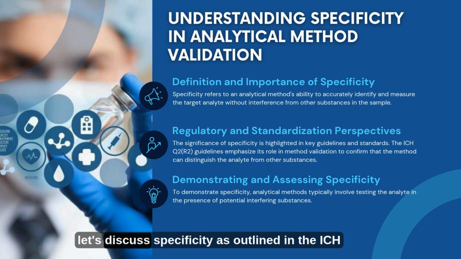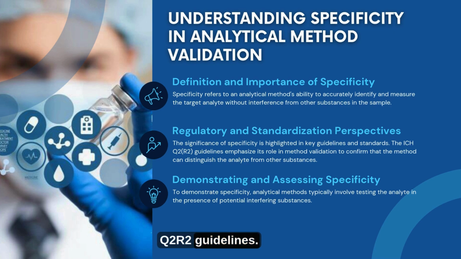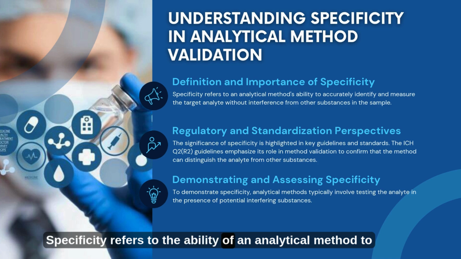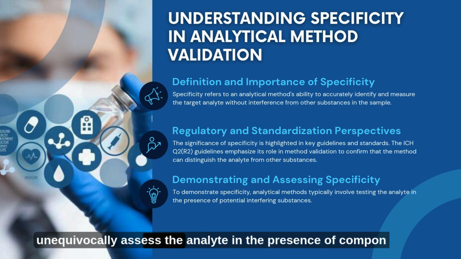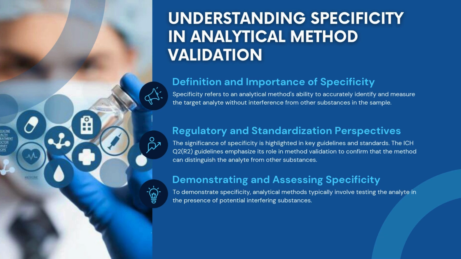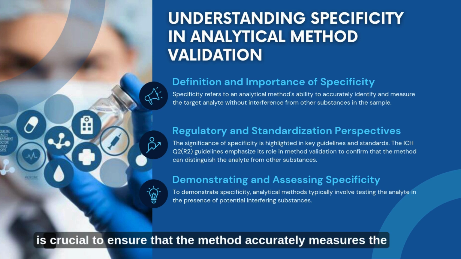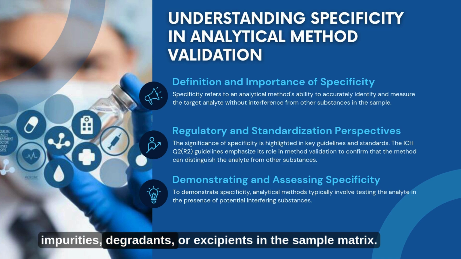Let's discuss specificity as outlined in the ICH Q2R2 guidelines. Specificity refers to the ability of an analytical method to unequivocally assess the analyte in the presence of components that may be expected to be present. This is crucial to ensure that the method accurately measures the target analyte without interference from other components such as impurities, degradants, or excipients in the sample matrix.